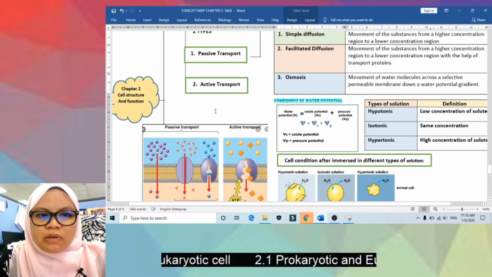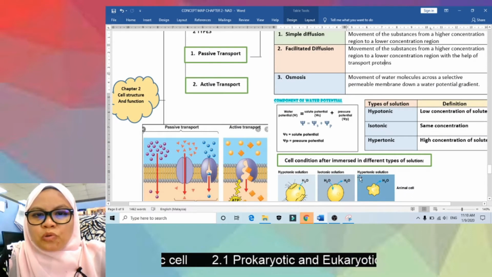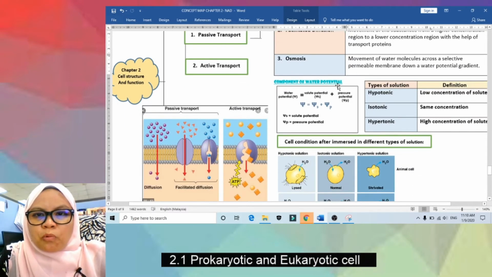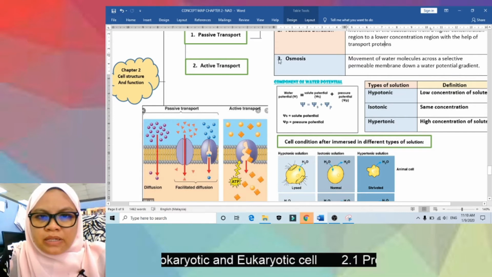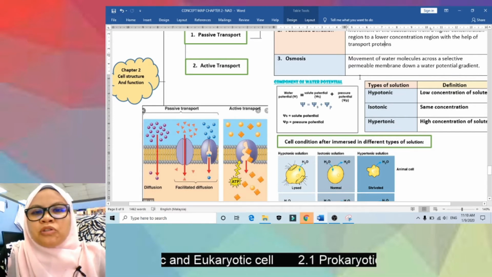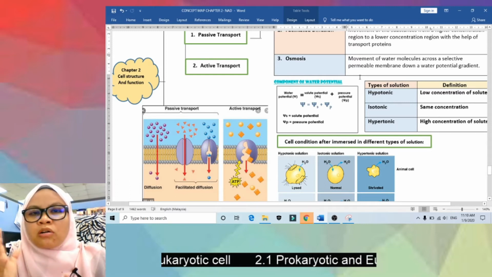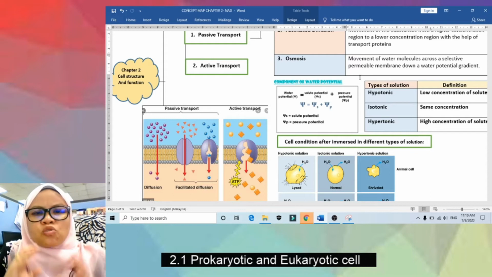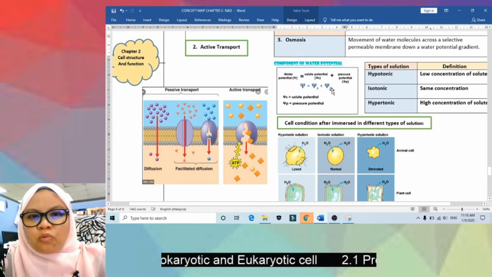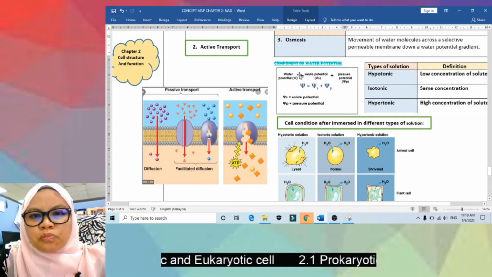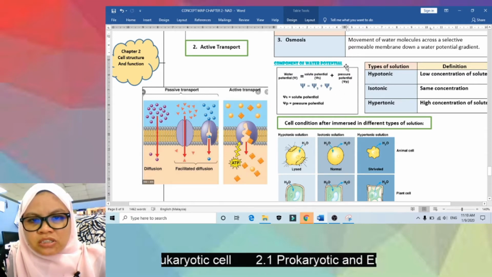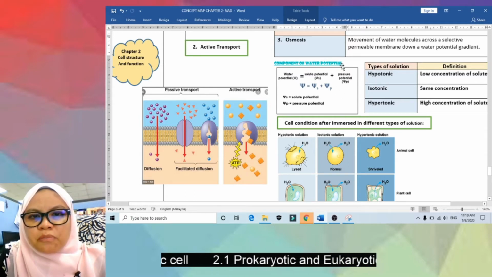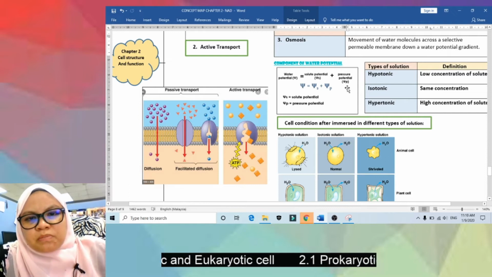Before we discuss active transport, you should know about the components of water potential, because when we explain osmosis, it refers to the movement of water molecules across a selectively permeable membrane down the water potential gradient. So what is water potential? Water potential is equal to solute potential plus pressure potential. This is the formula that refers to water potential.